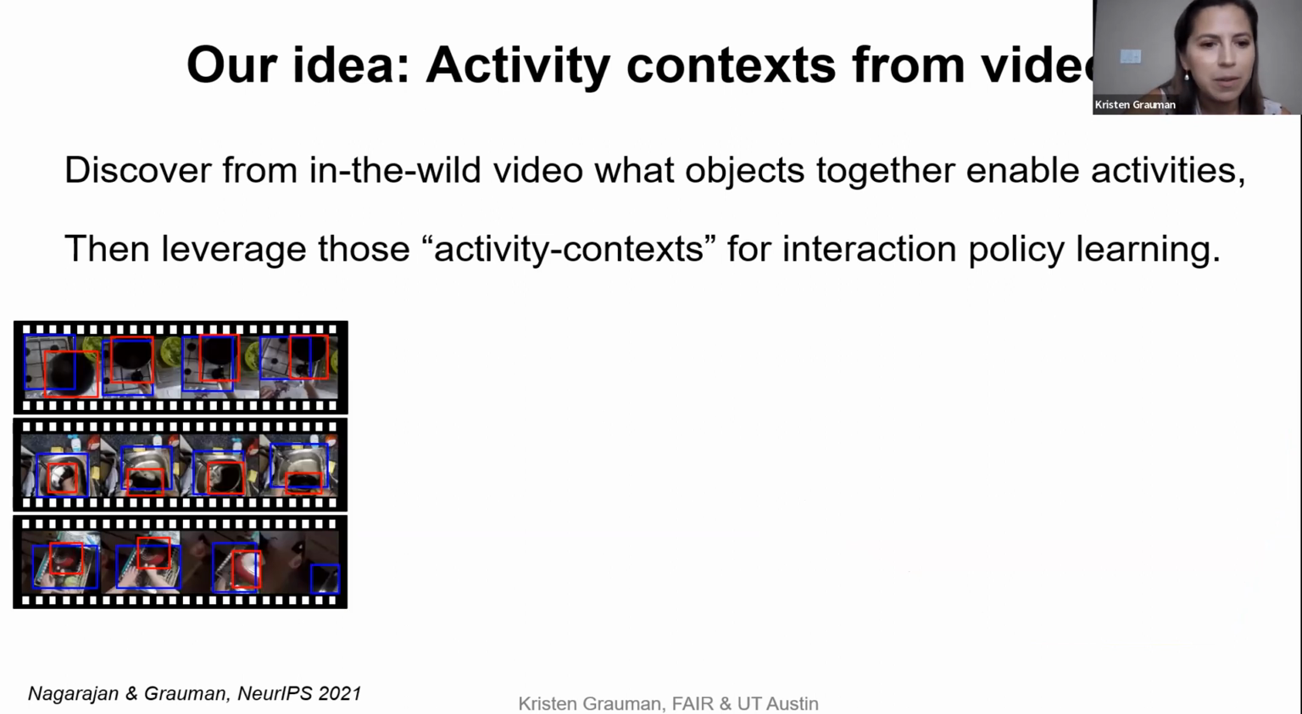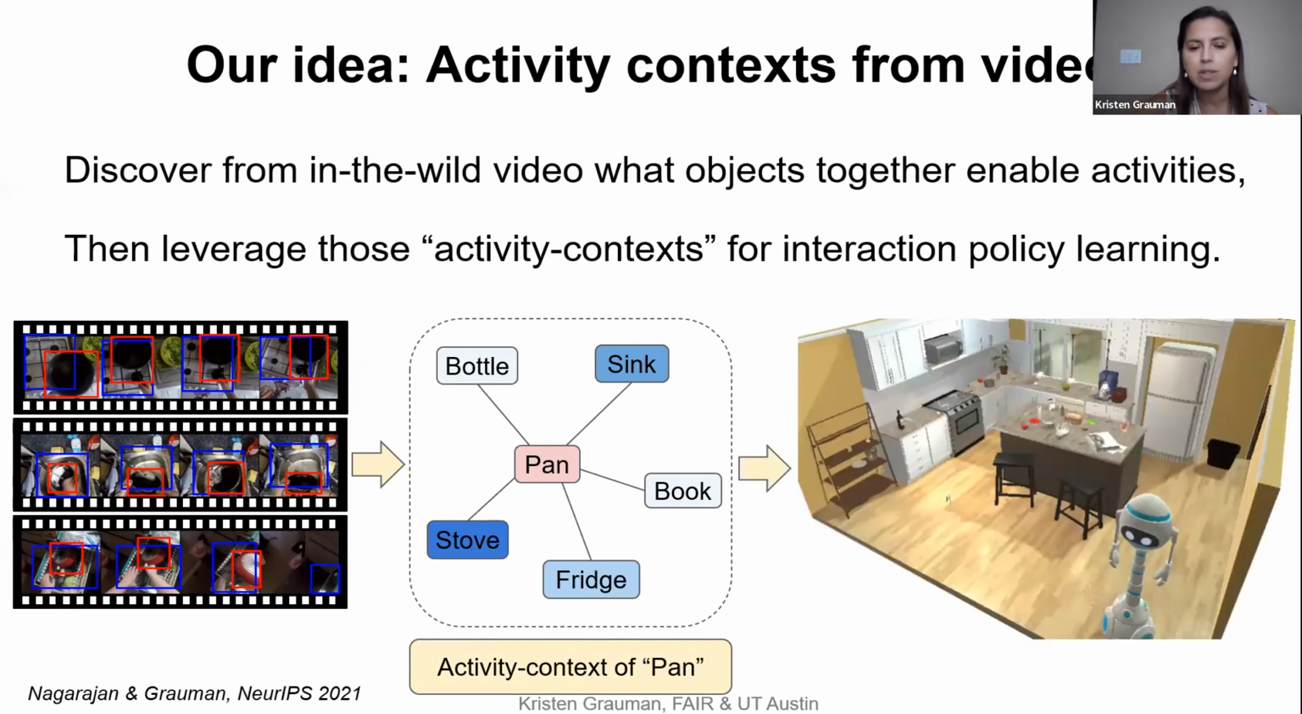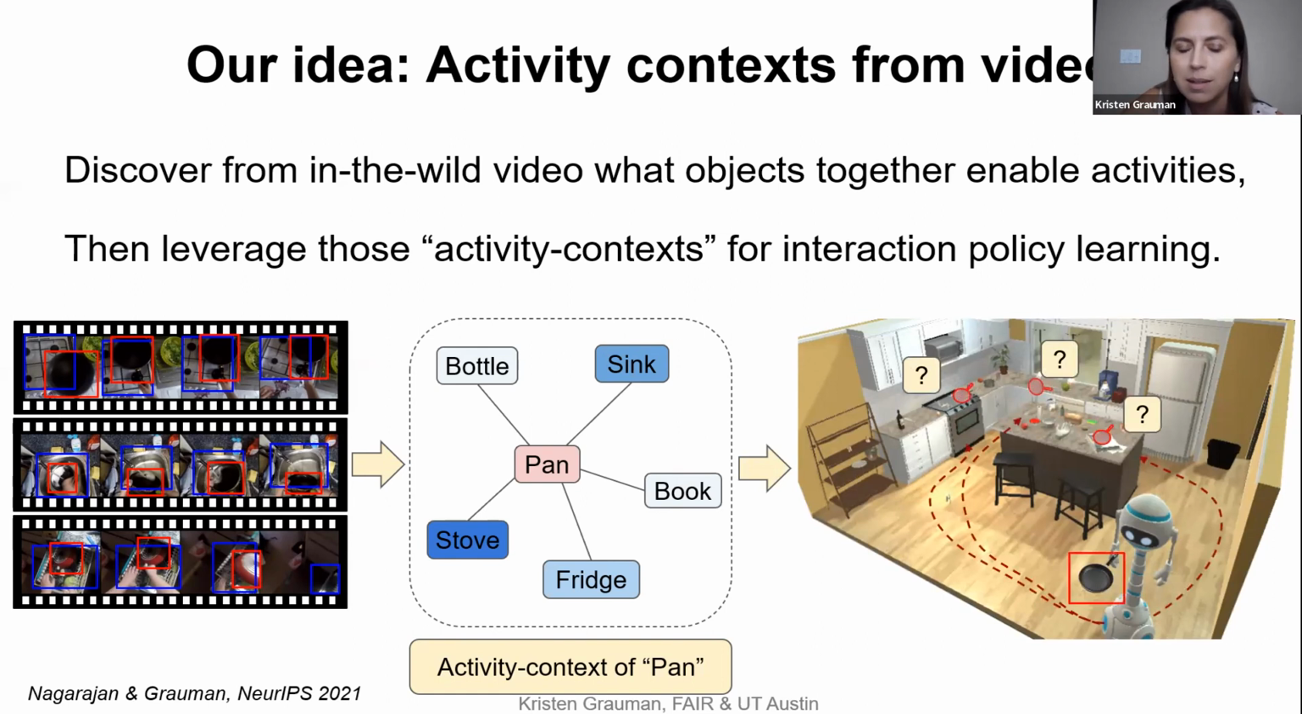So we take egocentric video, we detect objects in the view of the person doing actions. We care only about those that are involved in interaction. So it's not about spatial proximity, it's about use, human use. And then we build up associations for any given object. So in my previous example, the pan being highly compatible with the stove and sink from human action, but less so with something like a bottle or a book. And then we'll use these to prefer exploration steps in this interaction policy that will achieve as much of these high-powered compatible activity contexts as possible.